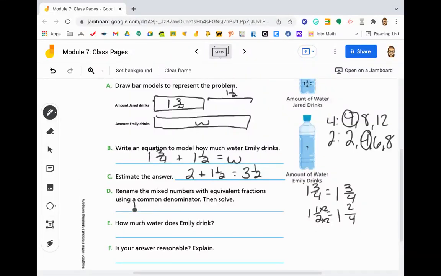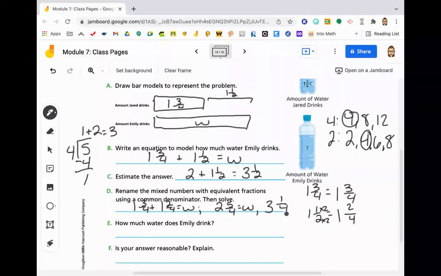So we then would have 1 3/4 plus 1 2/4 equals W, which would mean we would have 3/4 plus 2/4 is going to equal 5/4, and 1 plus 1 equals 2. But we can simplify the 5/4, so 1 with 1/4 left over, 1 plus 2 equals 3. So we have 3 1/4.